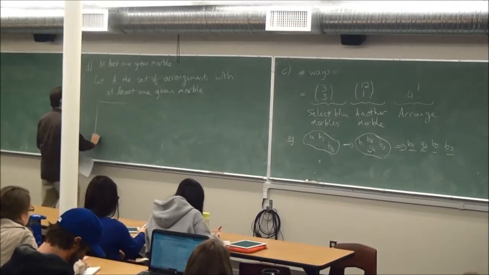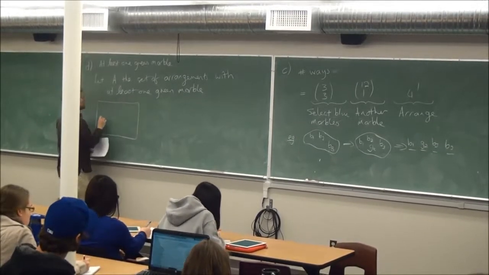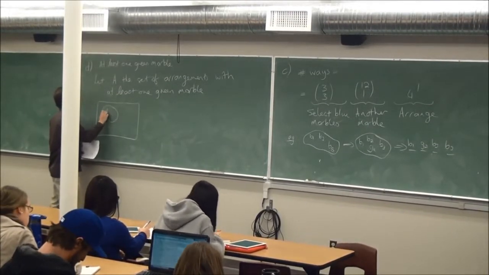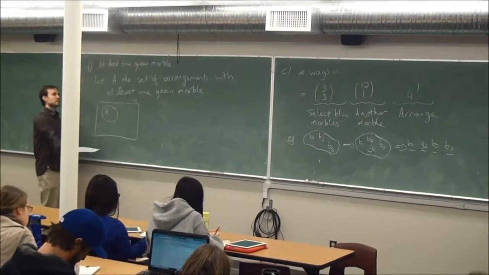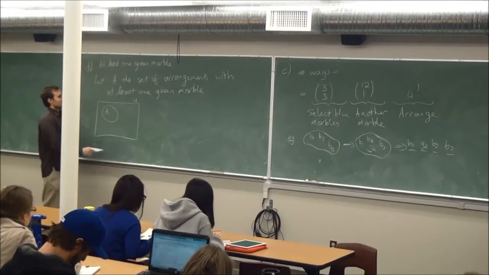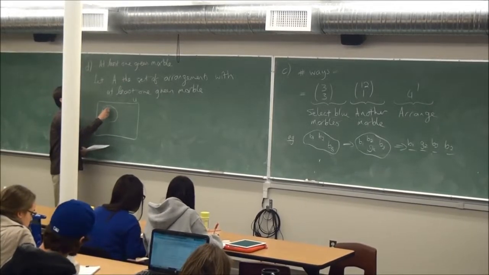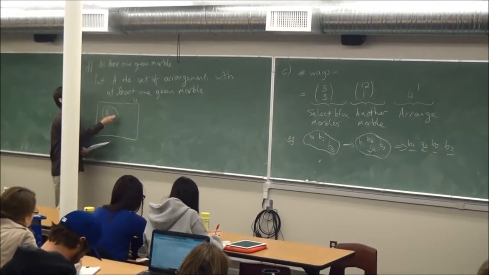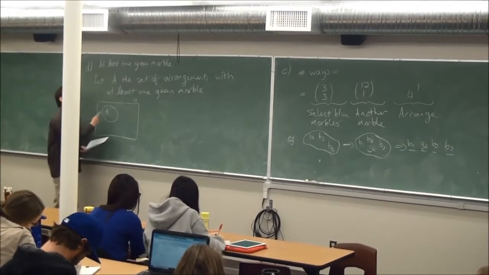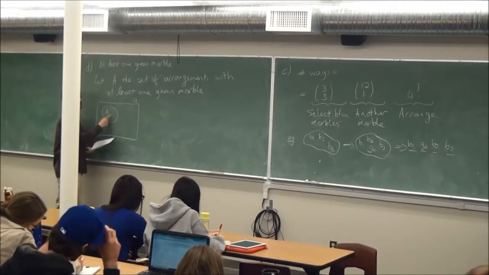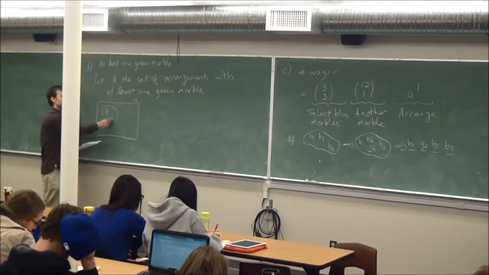Let's visualize what is happening. So in my rectangle, I have all the possible arrangements of 4 marbles. In the circle, I have the ones I'm looking for, where there's always a green marble in my selection, in my arrangement, in my sequence. Maybe all green marbles, maybe just one, but they're all in the circle.